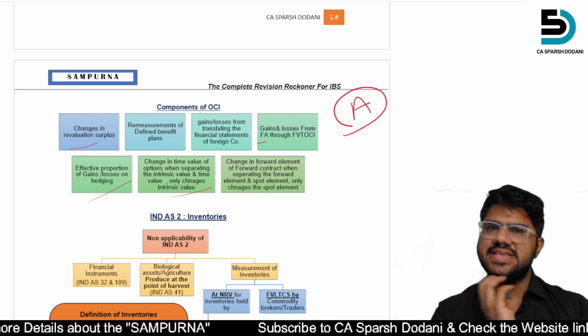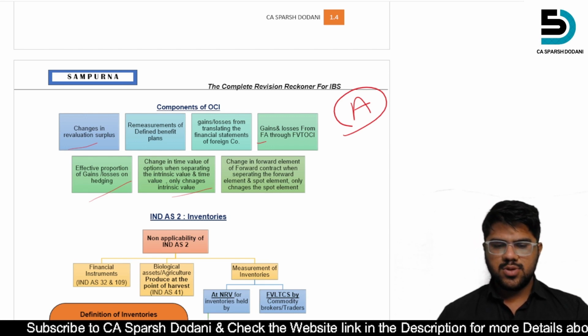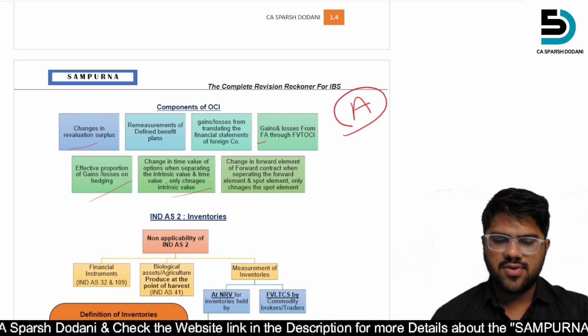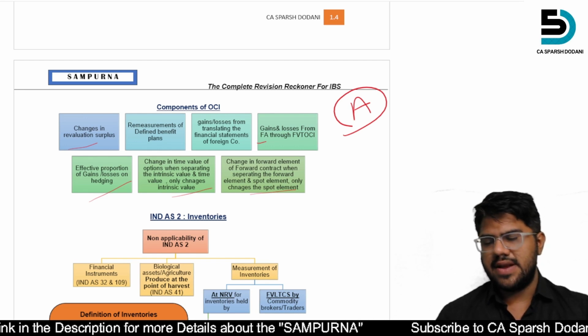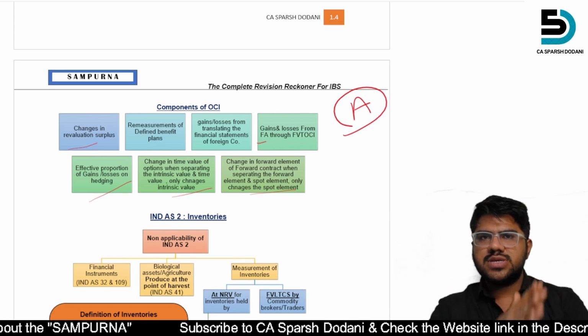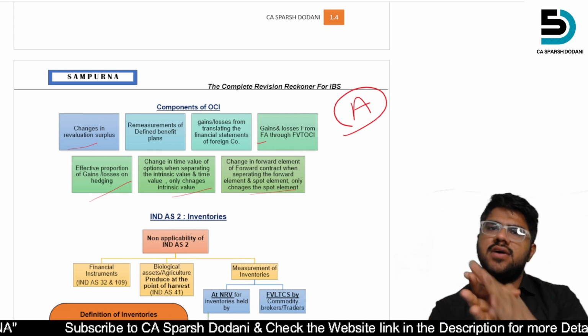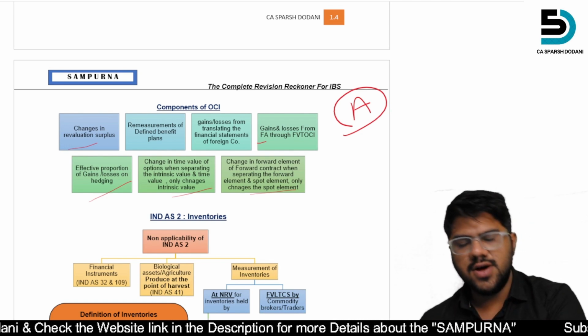जब only intrinsic value is changing, then you have to adjust with the OCI. उसके बाद change in forward element of the forward contract when separating the forward and spot element, the only changes the spot element. जब एक forward contract में forward और spot element दोनों है और जब उसके changes से सिर्फ spot element में change आ रहा है, so the changes in forward you will mark it with the, you will adjust it with the OCI.